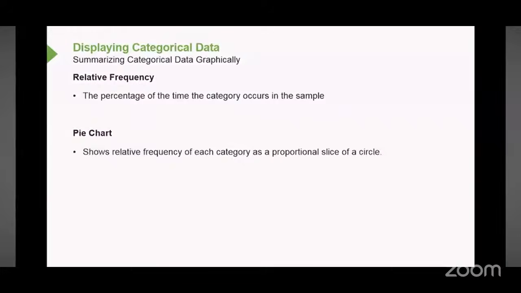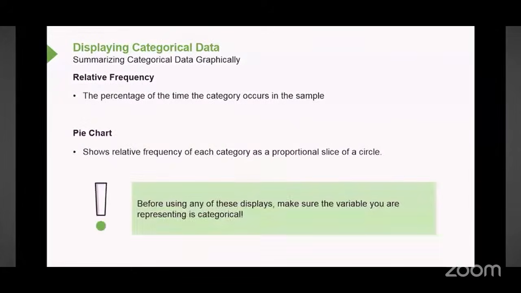We can also use a pie chart, which shows the relative frequency of each category as a proportional slice of a circle. But before using any of these displays, we need to be careful and make sure that the variable that we're representing is in fact categorical.